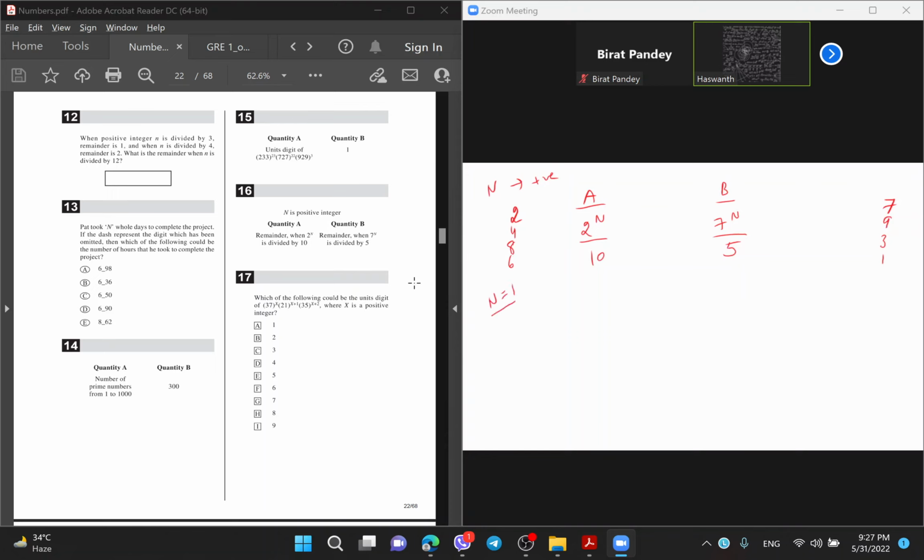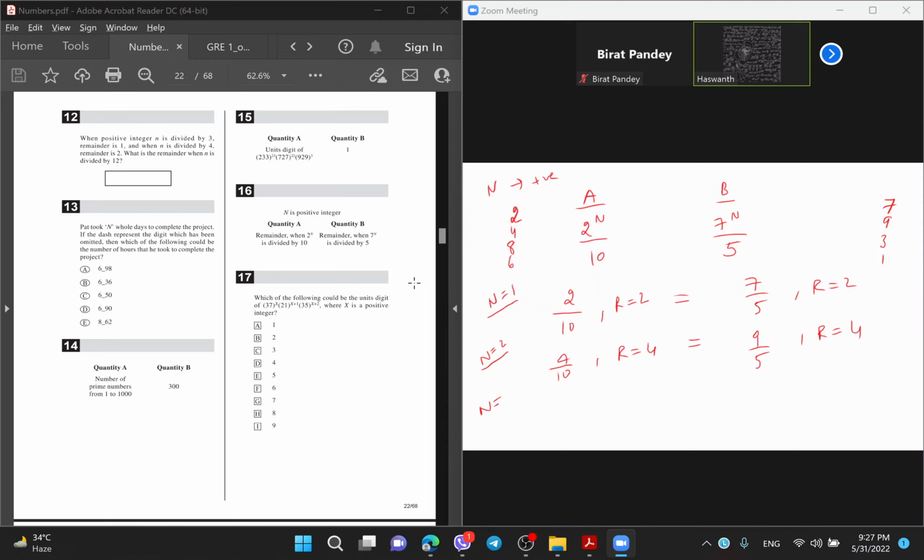So if n is 1, 2 power 1 by 10, 2 by 10, we say remainder is 2. Here 7 by 5, remainder is 2. Both are equal. If n is equal to 2, 2 square 4 by 10, remainder is 4. And 7 square 49, or second number in the power cycle, 9. 9 by 5. Because whenever you are dividing with 5, you should only know units digit to find the remainder. That is enough. No need to take the exact number. Remainder is 4.